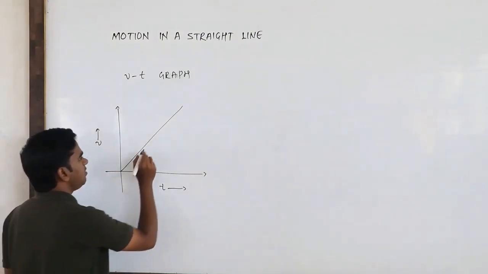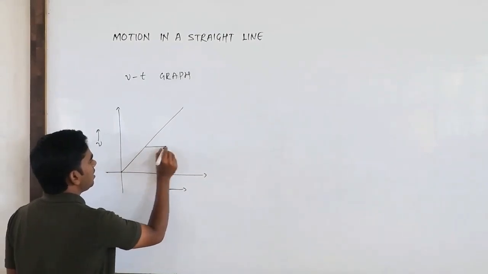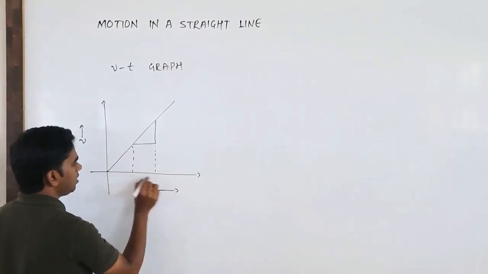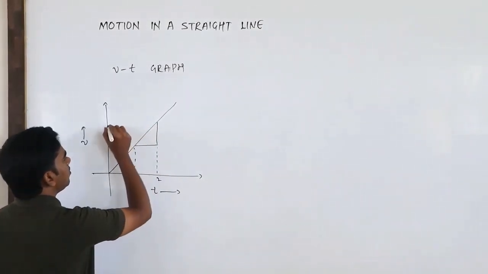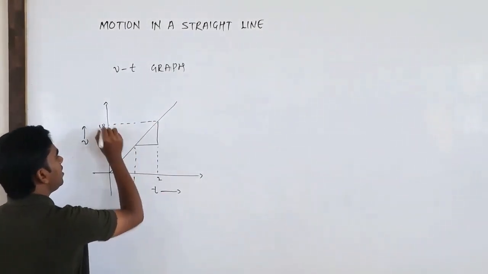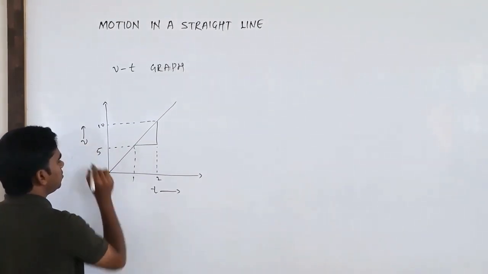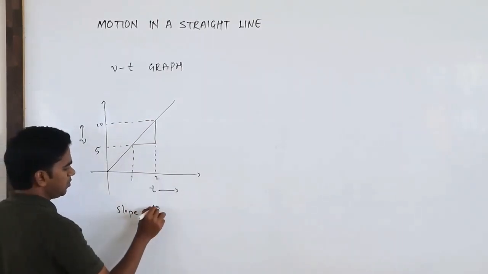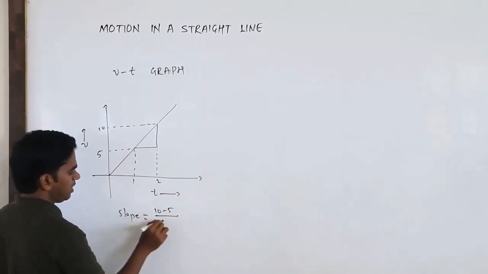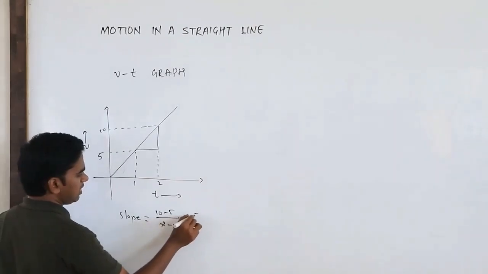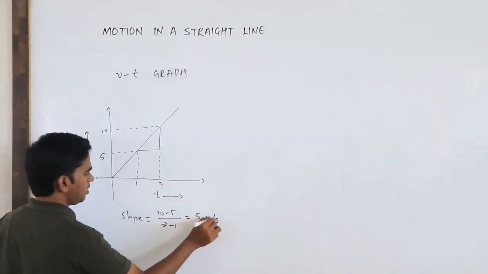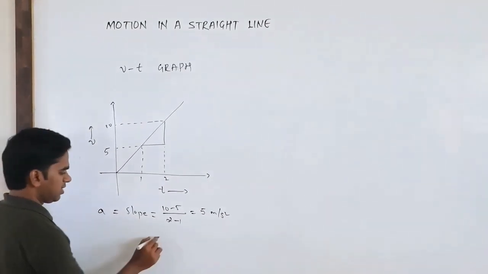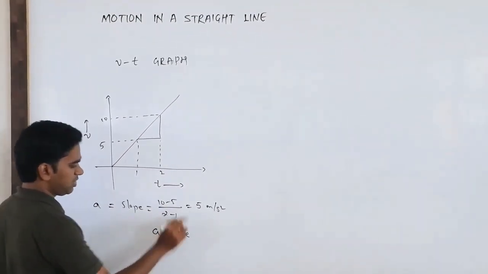Now if I take a slope, suppose time is here, I will take 2, here I will take 1, here velocity I will take 10, here velocity I will take 5. So if I calculate the slope, 10 minus 5 divided by 2 minus 1, I will get 5 meter per second square, because this is acceleration. So acceleration is positive.